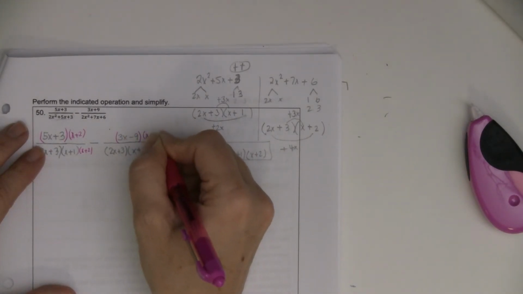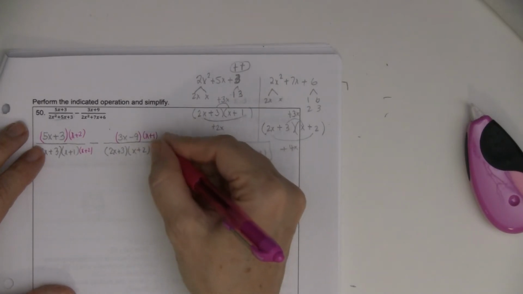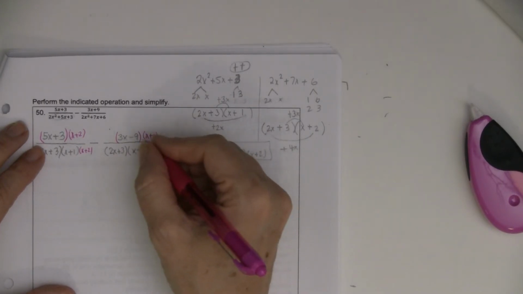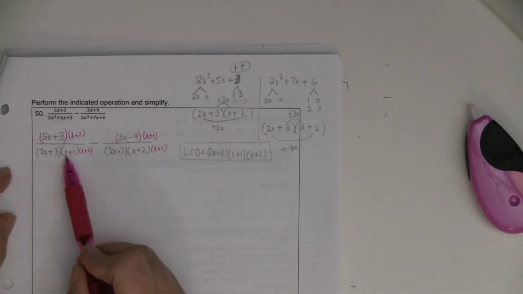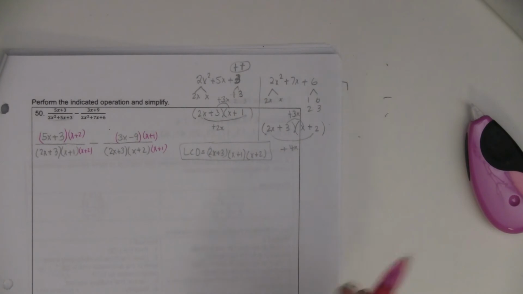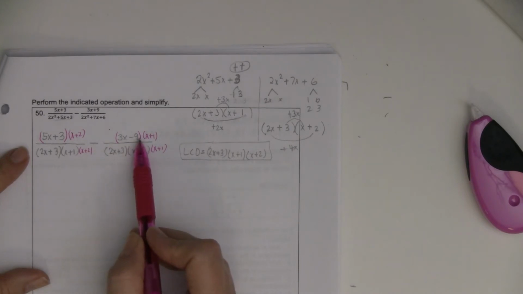So I'm going to multiply top and bottom by x plus 1, because remember, that's the same as multiplying this fraction by 1, which leaves it unchanged. So now the denominators are the same. They have the same 3 pieces. The denominators do. Order doesn't matter. And all I have to do is multiply this together and subtract it from that.